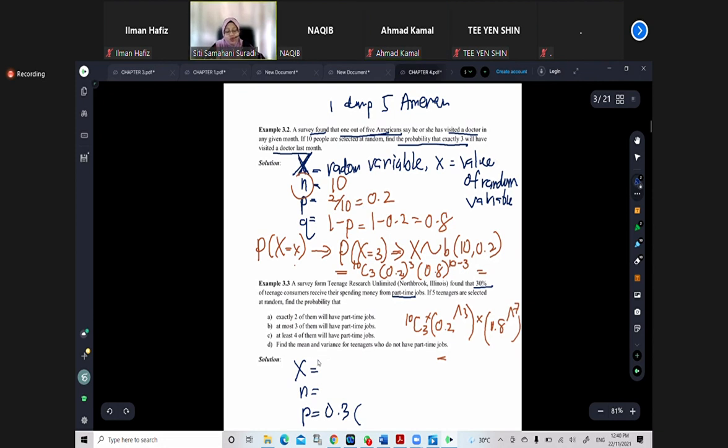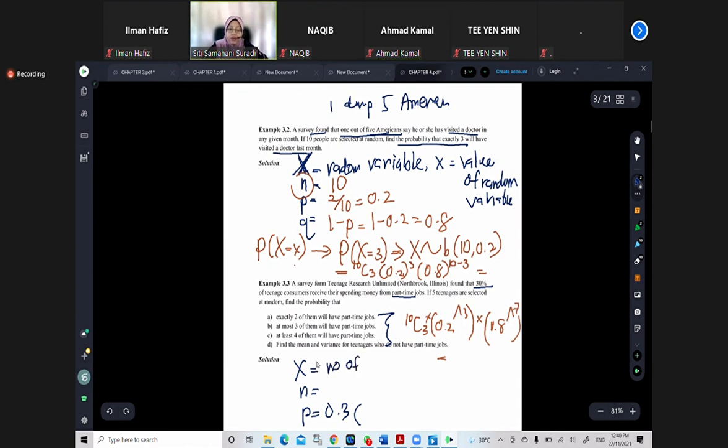X dia tu, saya nak tahu X. You all tak dapat X, tak boleh dapat jawab yang lain. X. Exactly 2 of them will have part-time. Kat sini dah ada jawapan, A, B, C, D. Exactly 2 of them will have part-time job. So meaning the X is the number.